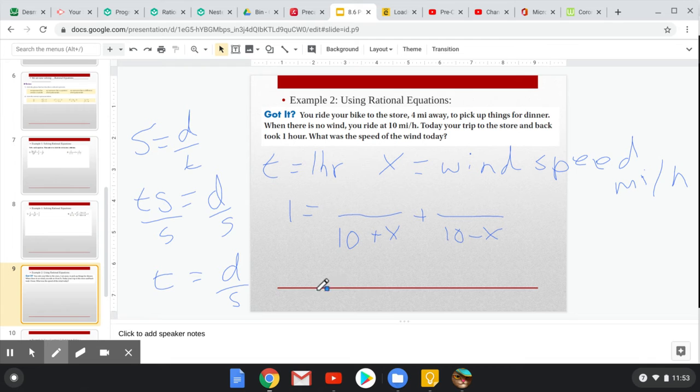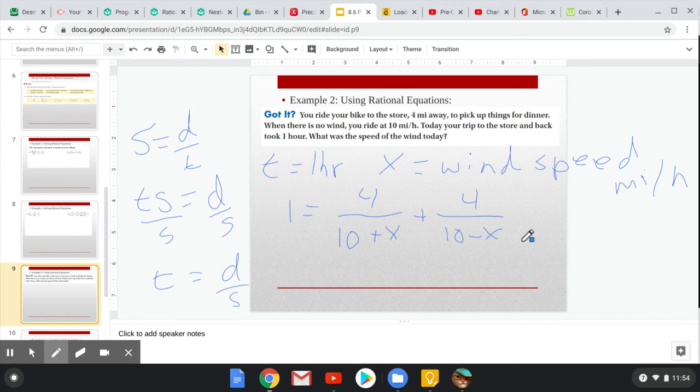We don't need to know which direction is which. We just know that in one direction the wind is helping us, and in the other direction it's slowing us down. And the distance is going to be the same in either case. The store is 4 miles away, so the distance is going to be 4 regardless. So this is our setup.